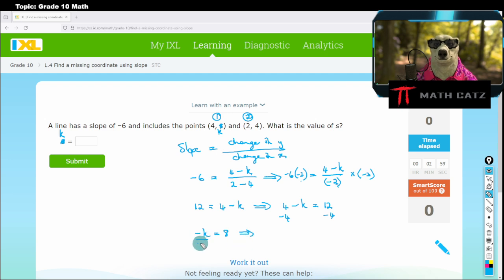Now I'm going to divide both sides by -1 because the K is being multiplied by a -1 currently, and I want to get rid of it. So K is therefore -8. Now we called it K and not S. Who cares? My S was going to be mixed up with a 5, so I did not like the S. Let's type it in. -8. So a little variation there, but the same slope formula.